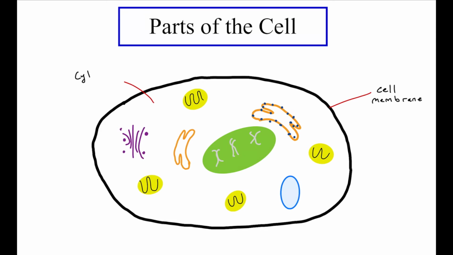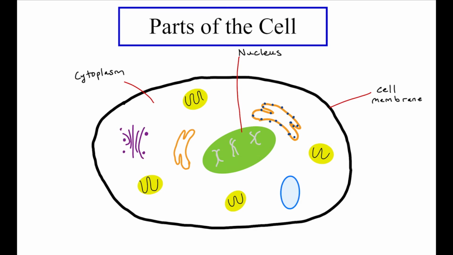Next is the cytoplasm. So everything in white that's inside the cell membrane is called the cytoplasm. And if you think of it like a pool, it's essentially the water. It's where everything kind of floats around. The next part here in the middle is the big green dot, and this is called the nucleus. The nucleus is really important. It is the brain of the cell.